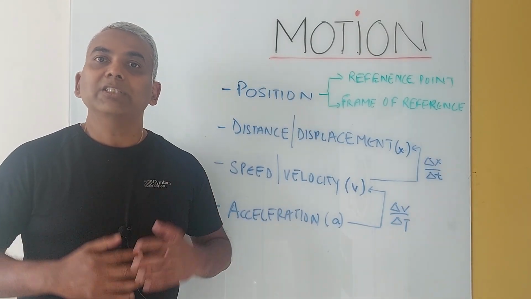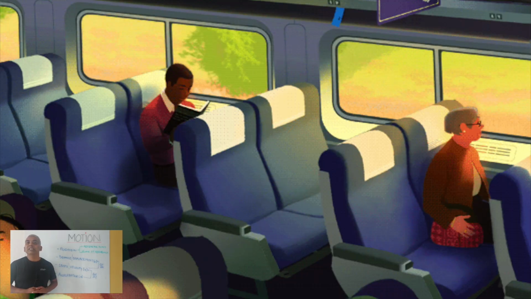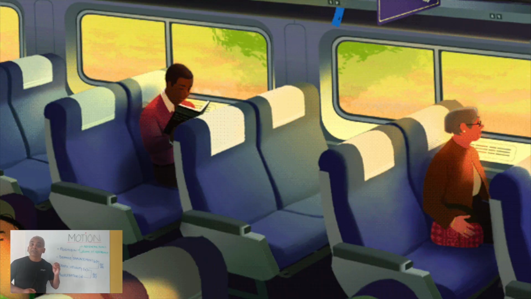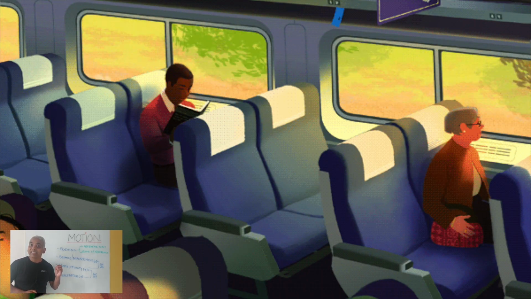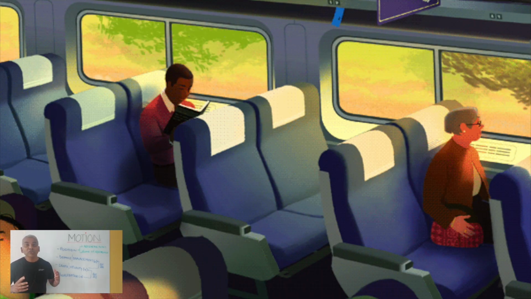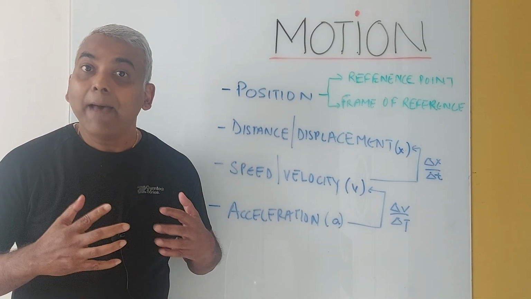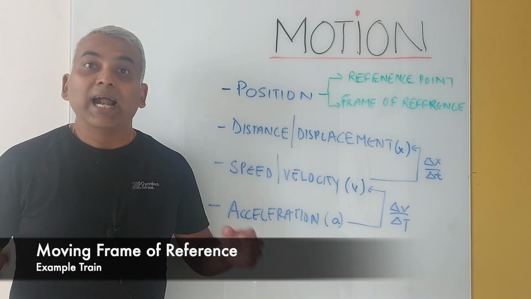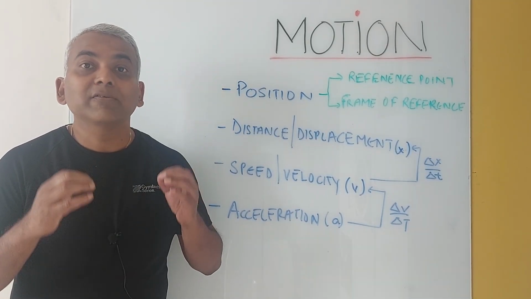Let's consider another situation where two persons are sitting in a moving train. Here, the person sitting in the front, let's consider his position as a reference point. Now we can ask two fundamental questions. Is the person sitting in the back moving, is in motion? Of course not. But this happens only when we consider the train as a frame of reference and the person sitting in the front as the reference point.